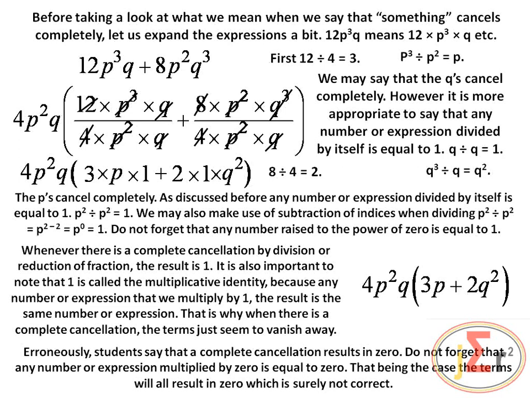Therefore, when we have a complete cancellation, it does not cancel to 0. We are sure that it cancels to, what does it cancel to? 1. And the 1 is used to multiply the other portion of the expression, which ends up being the same thing.